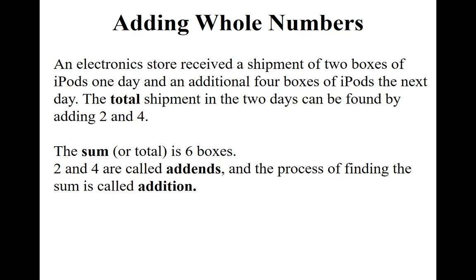2 and 4 are called addends. The things we're adding together are called addends, and the process of finding the sum is called addition. So similar words, very much related. They do mean different things. When we do addition, we find the sum of the addends. We find the total of the addends. That's the process of addition.